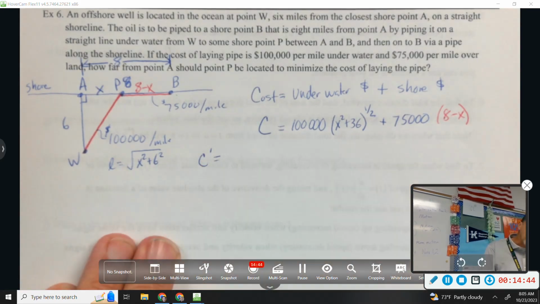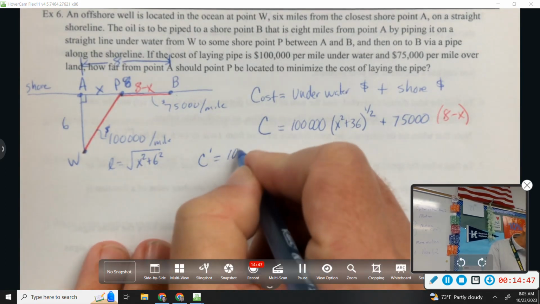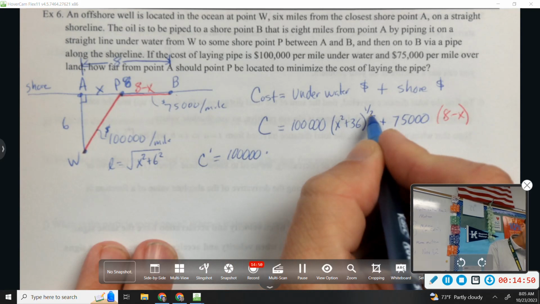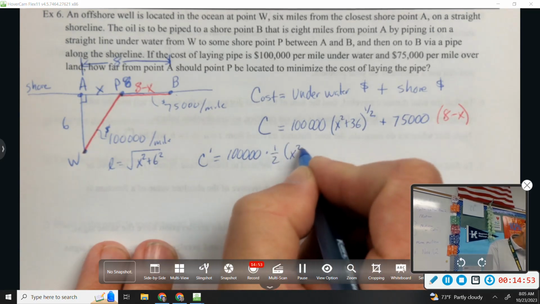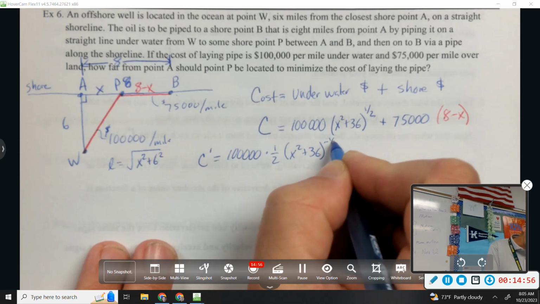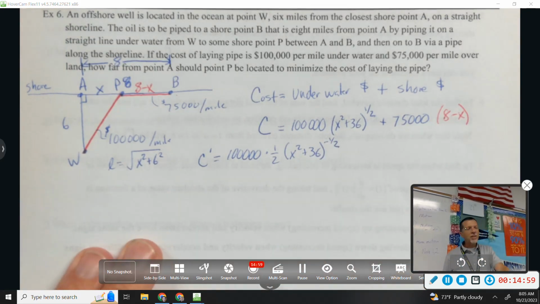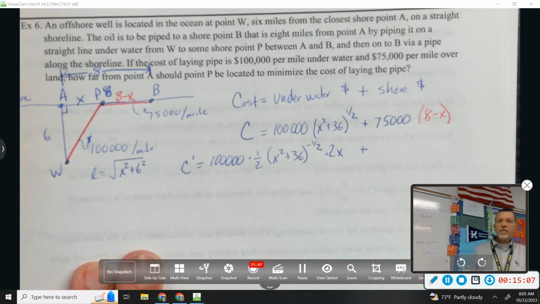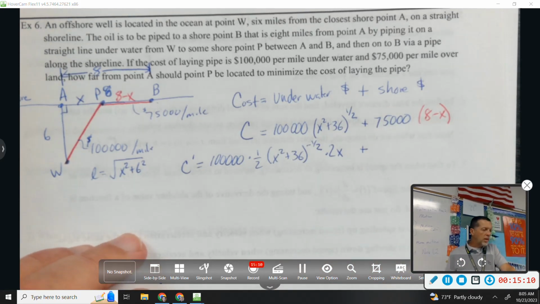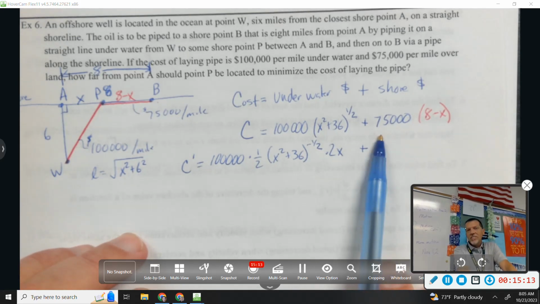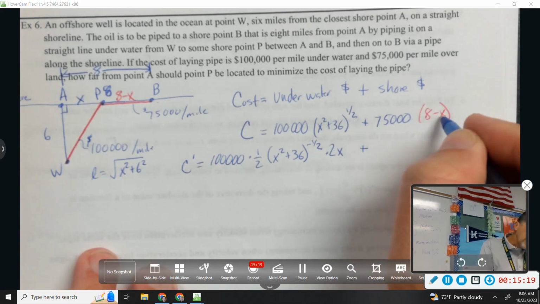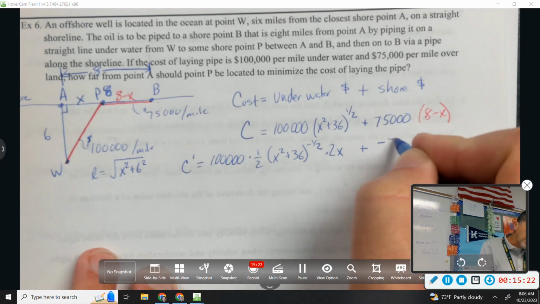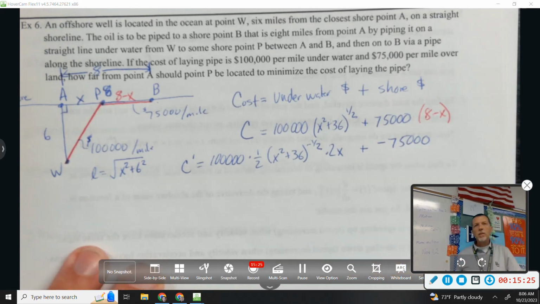Back up over here to the left to give myself some space. So 100,000 and then times 1/2 x squared plus 36 to the negative 1/2. But what else do I need to include? Chain rule, good. So 2x on that. Plus, maybe I should have distributed. I don't care what 8 times 75,000 is because it's a constant. So when I take its derivative, it doesn't matter. 75,000 times negative x. So that'd just be minus 75,000.